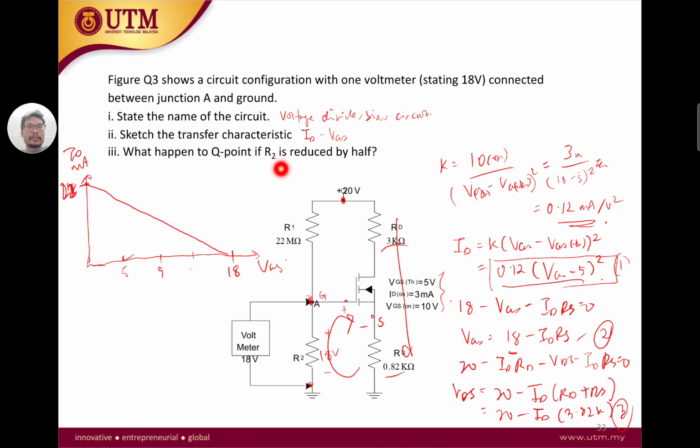Okay, so here is around 13. So 12, I'm getting around 12.6. So 12.6 is going to intercept there. So you're going to get something like this. Okay, 12.6 volts, and your ID is going to be around 6.5 milliamps. Okay, so 6.5 and 12.6 volts.